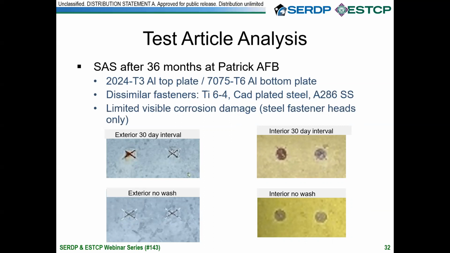And then the right pictures are just the interiors. You can see they're primer only. Hard to see the scribes there on the fasteners, but they're scribed, so we get that cross galvanic couple there.